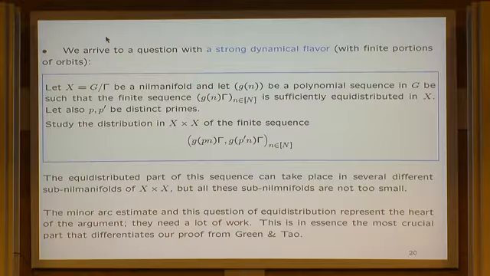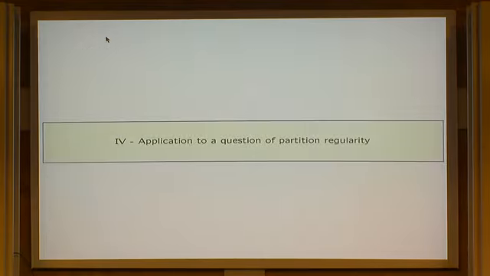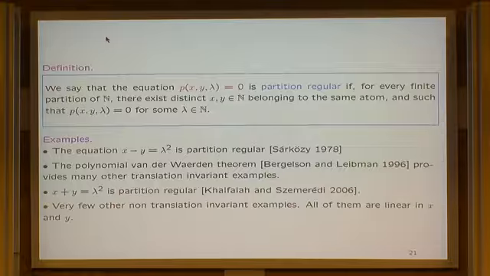Okay, then in all this argument, the main ingredients are the Minorca estimate and this result of distributions. And this is the difference between this problem and the method of Green and Tao. So an application to partition regularity, this will be easier, I hope.